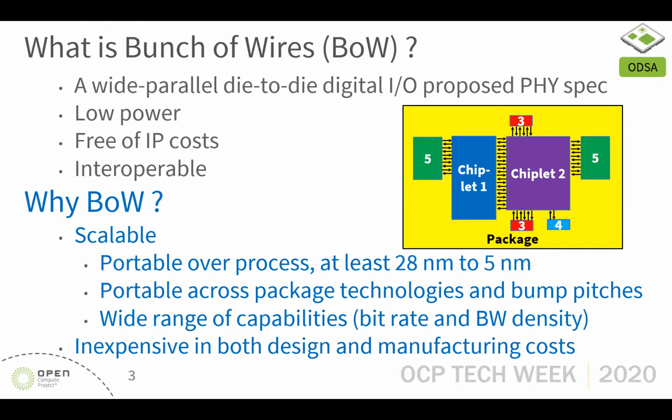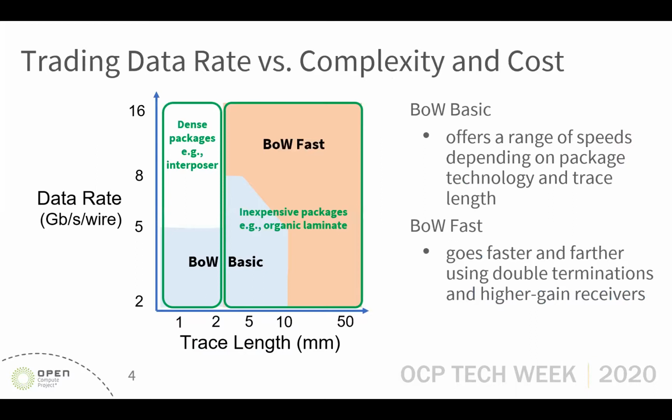And the second big difference in a bunch of wires is that it's inexpensive, both in the amount of design required and in manufacturing if you use a low-cost package. So this attempts to give an idea of the trading of data rate versus complexity. We have data rate, gigabit per second per wire, on the left axis, and the trace length on the horizontal axis. And we have two basic flavors of bunch of wires: bunch of wires basic, and bunch of wires fast.